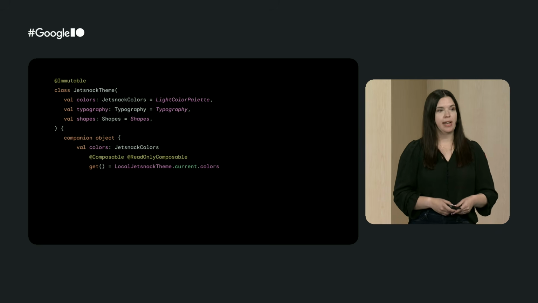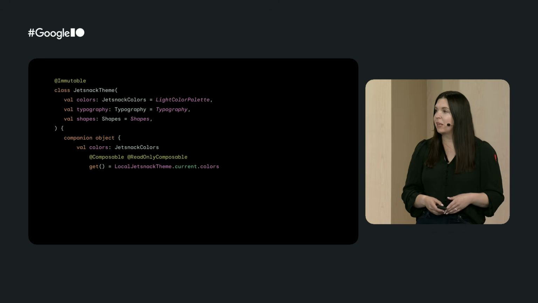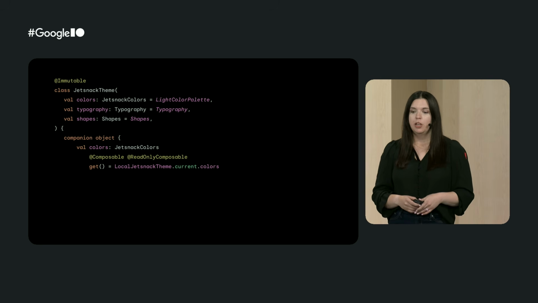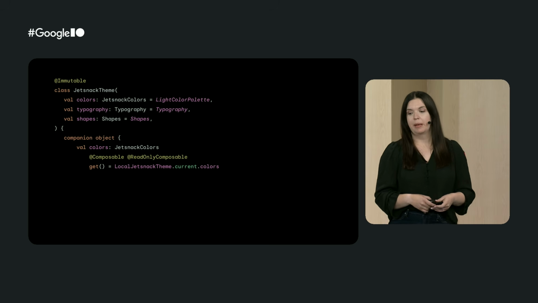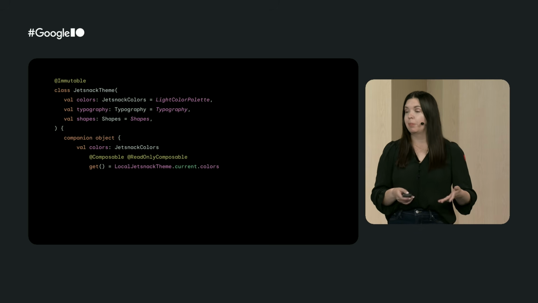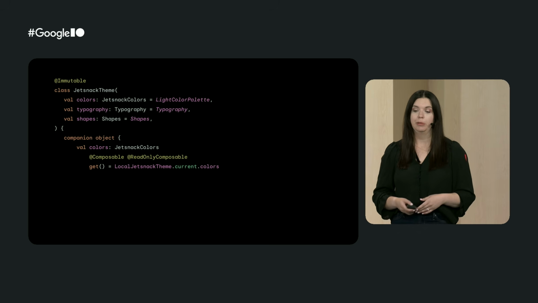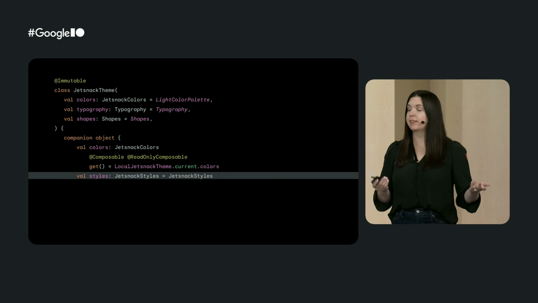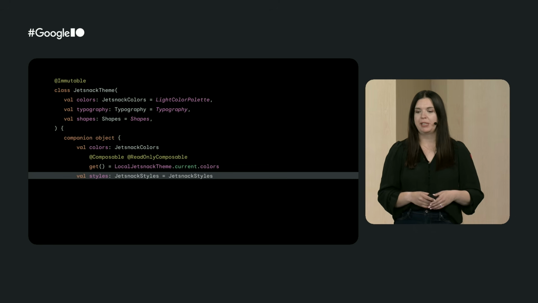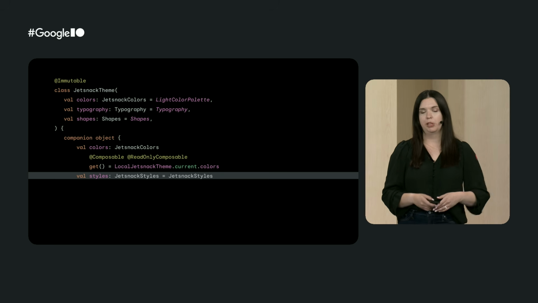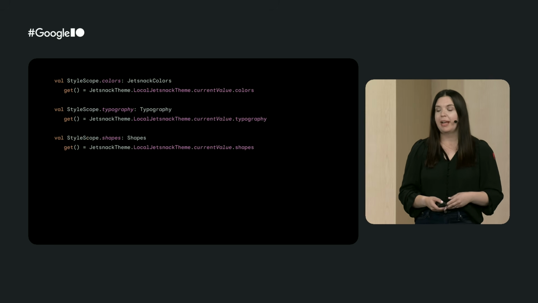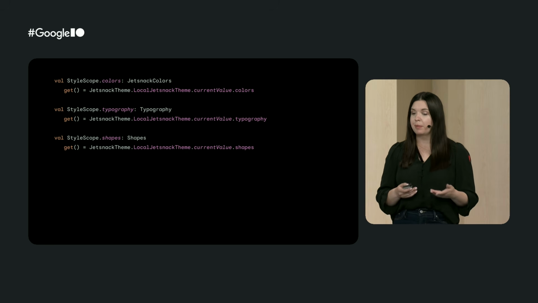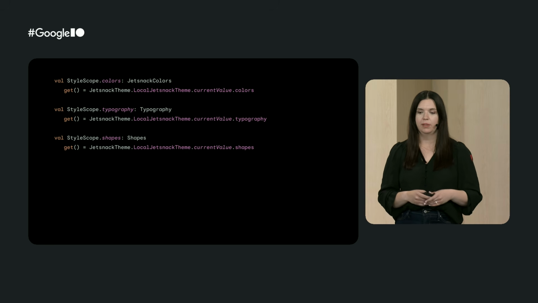Let's take a look at the Jetsnack example. This app has its own custom theme, and it uses some of the Material components. So we already had our own custom theme set up, with the subsystems like colors, typography, and shapes all being different from Material. So to adopt styles, we add our new Jetsnack styles object, exposed as a property on the theme that exposes the static object. We also add style scope extension functions to be able to easily access the subsystem tokens in the styles themselves.